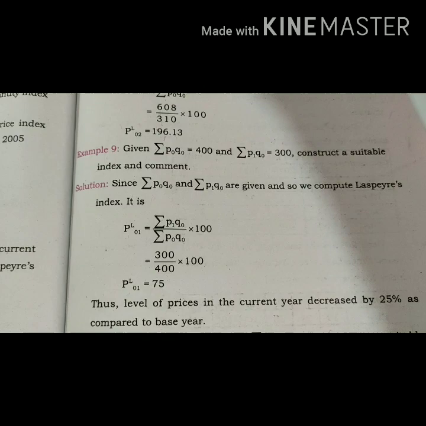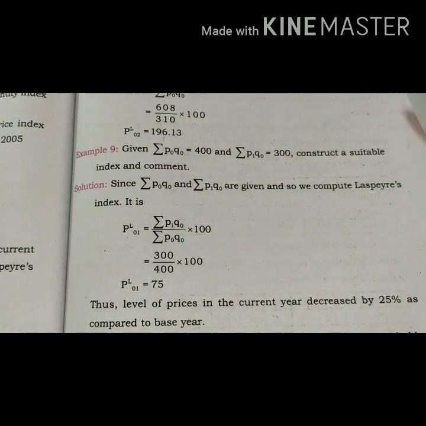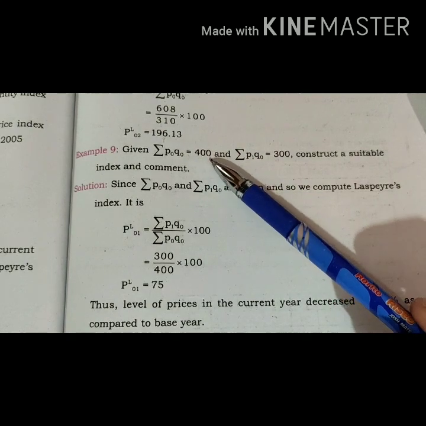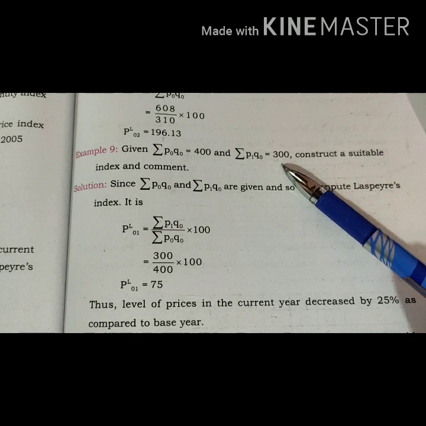Next, problem number 9. Given sigma P0 Q0 is equal to 400, sigma P1 Q0 is equal to 300.